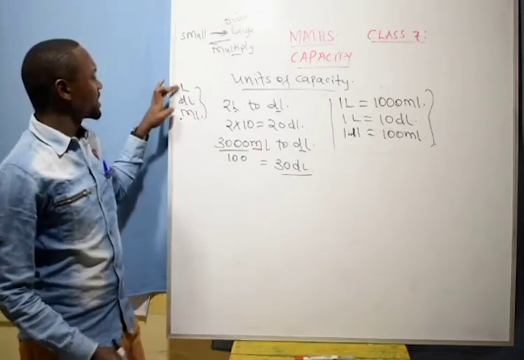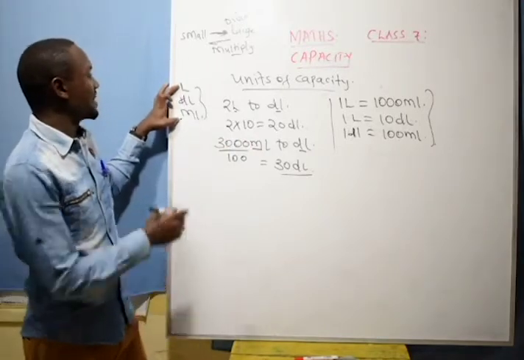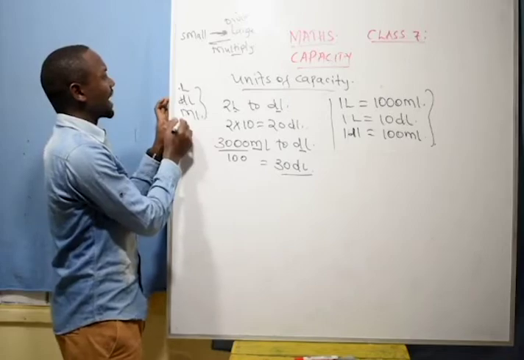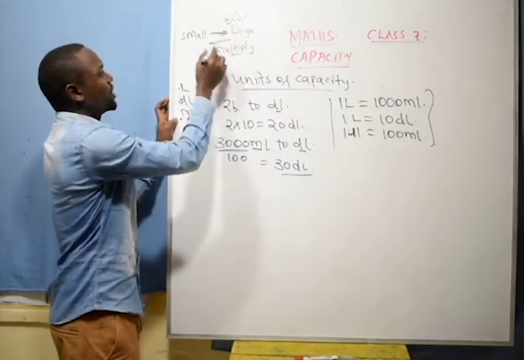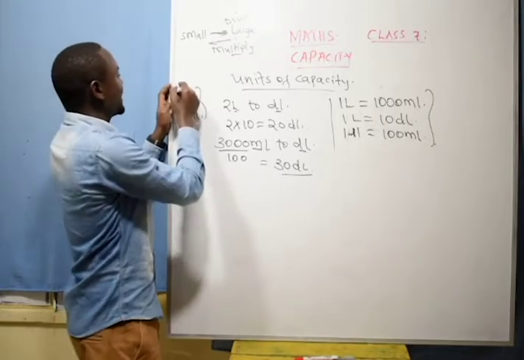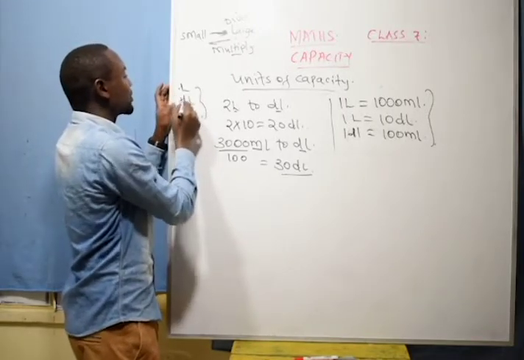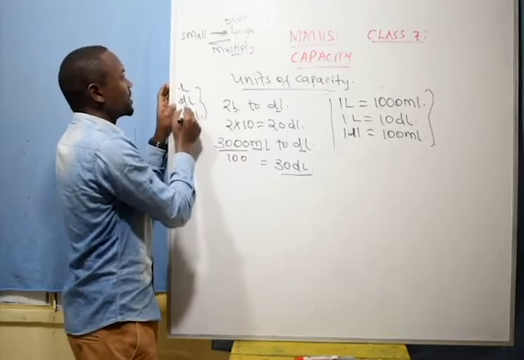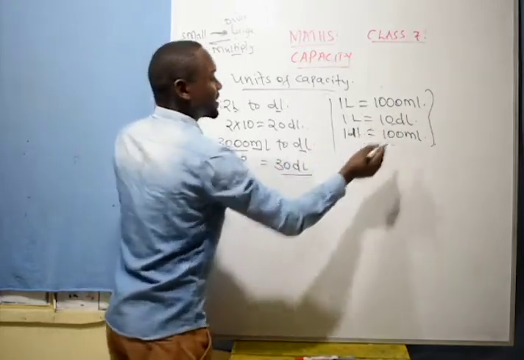Converting liters to milliliters, from a large unit to a small unit, we multiply by 1000. To convert liters to deciliters is from large unit to small unit. We still multiply by 10.